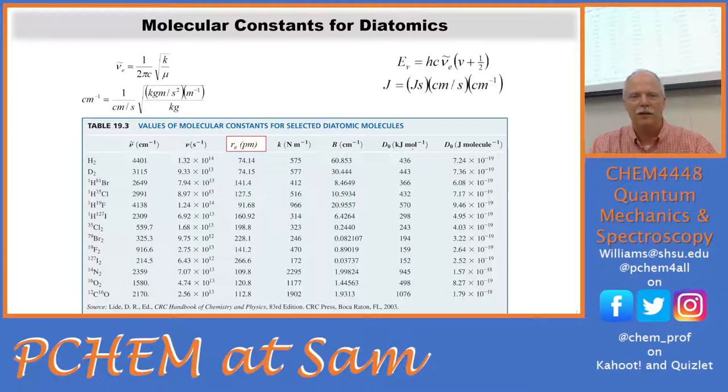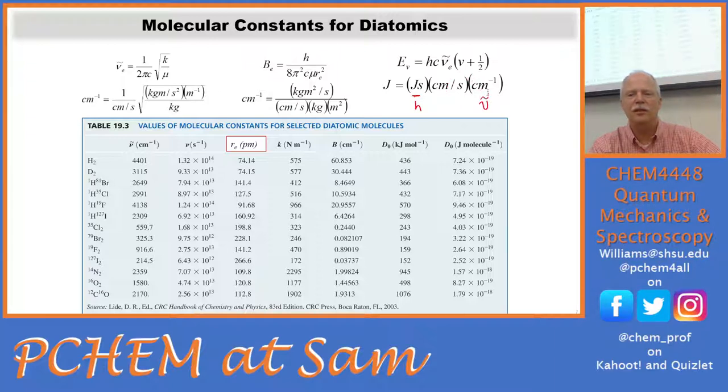Here are some of the molecular constants for diatomics. So we have the vibrational frequencies up here. Now, just for your help, I put in the units of everything here. So energy is in joules. Planck's constant is in joule seconds, so that's h. In terms of the vibrational frequency, this is nu tilde. It's in wave numbers. And so we have to make the speed of light compatible with that. And so this is the speed of light in centimeters per second. So instead of 3 × 10^8 meters per second, it's 3 × 10^10 centimeters per second.